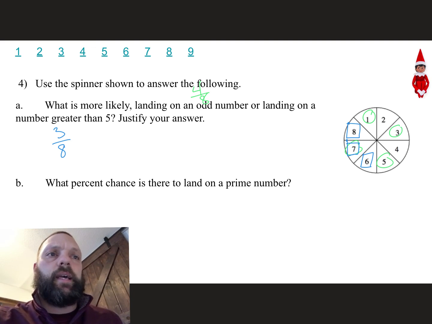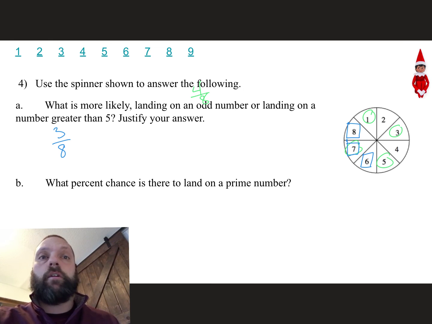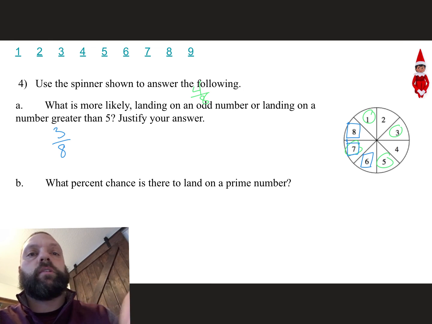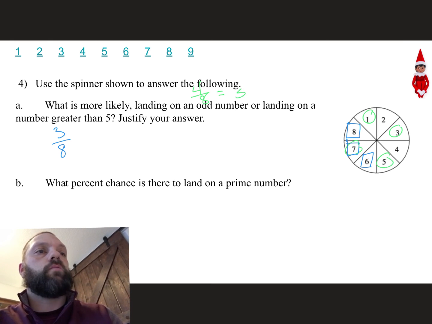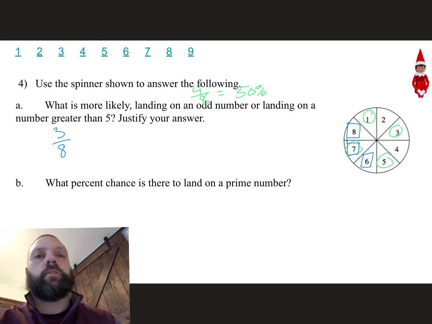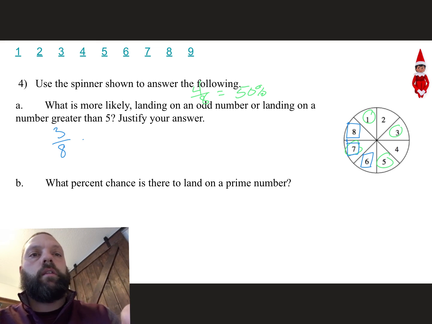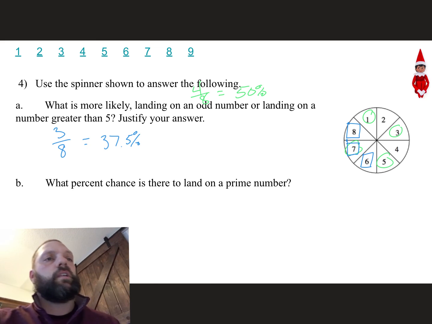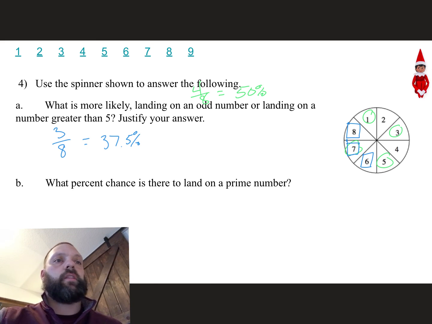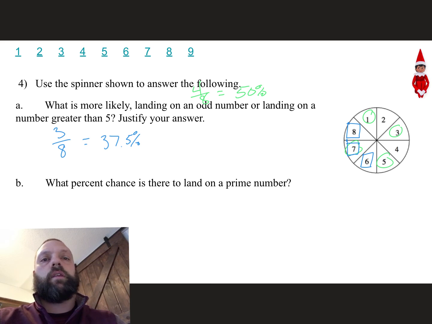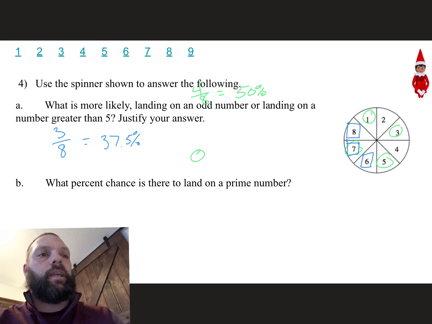So when you look at that, which is a greater value, right? Well, if I want to compare them, maybe I want to change them into a percentage. So 4/8 is really going to turn into 50%. Then 3/8 is going to turn into 37.5%. So when you look at those two percentages, I think you automatically know that it is going to be an odd number.